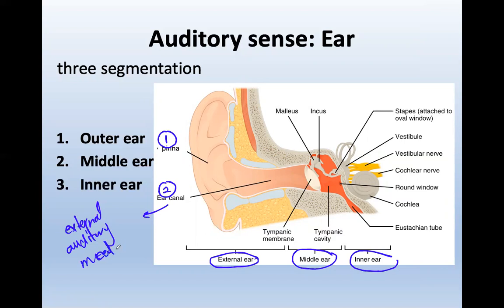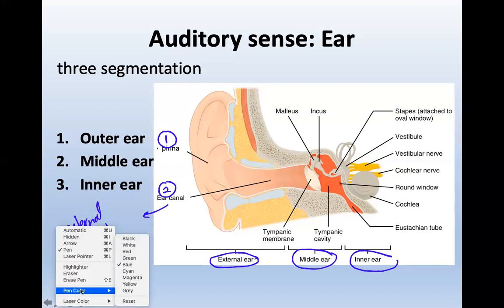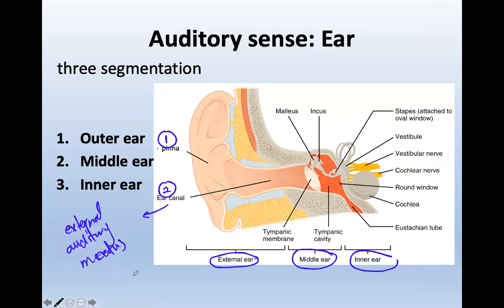Your middle ear is separated from your external or outer ear by the tympanic membrane, or eardrum. The middle ear is made up of 3 bones. The first bone, directly contacting your eardrum, is called the malleus. The second bone in line is called the incus. And the third bone is called the stapes.